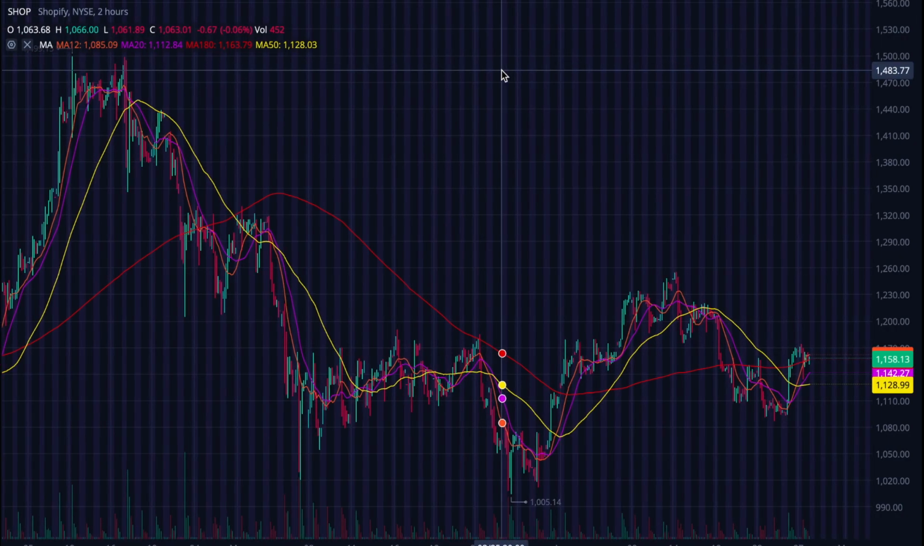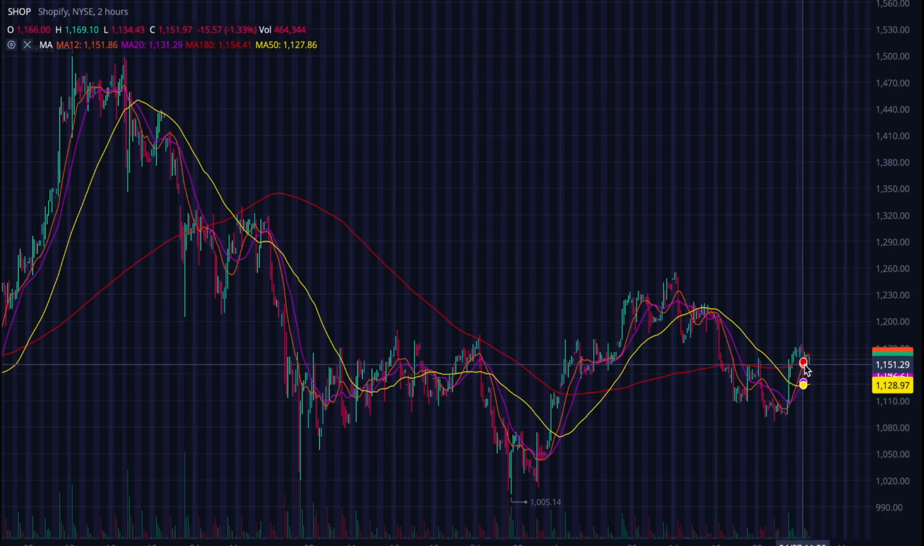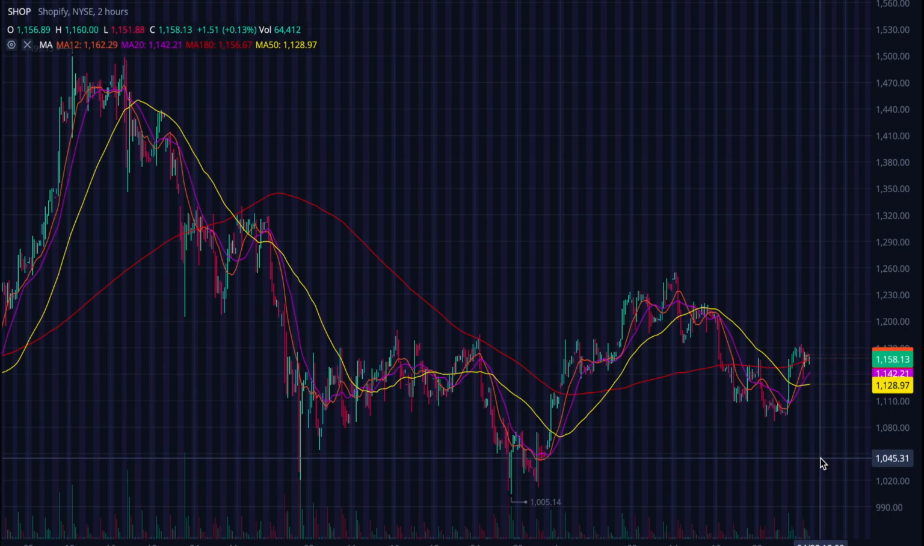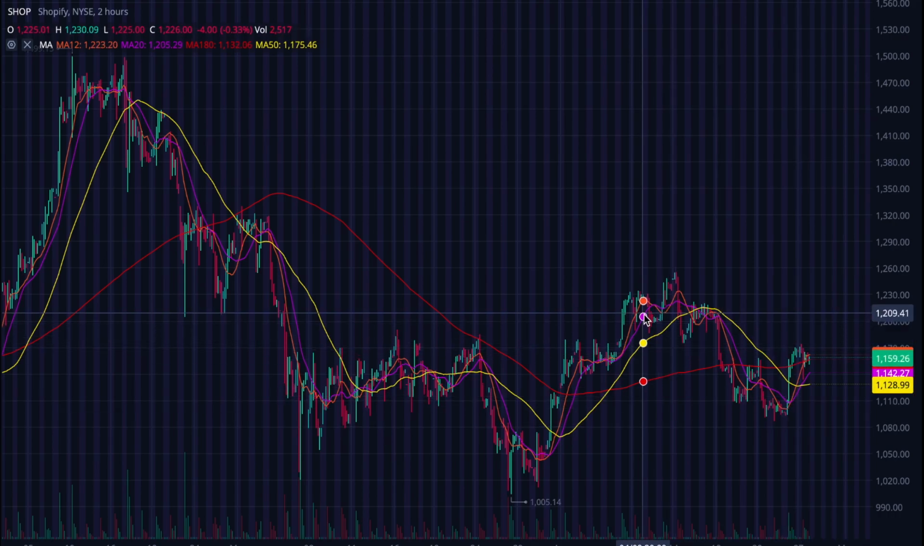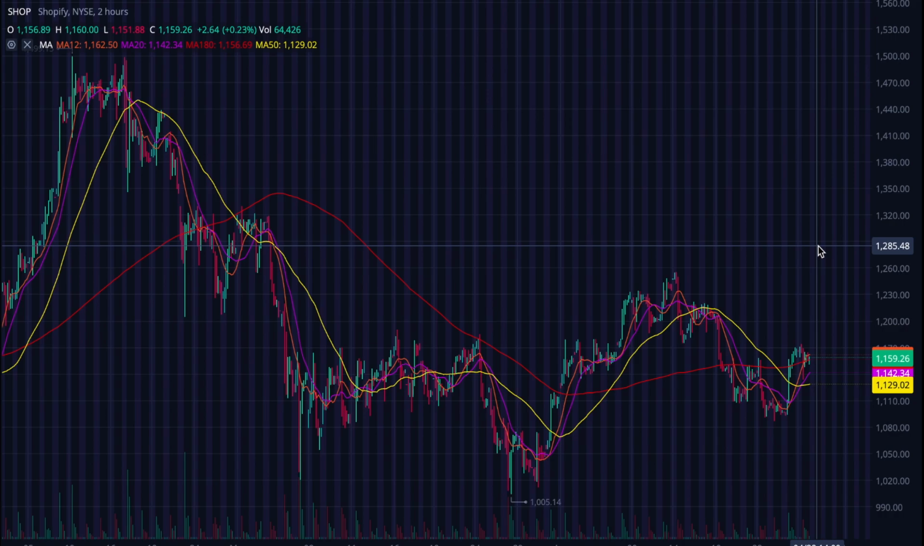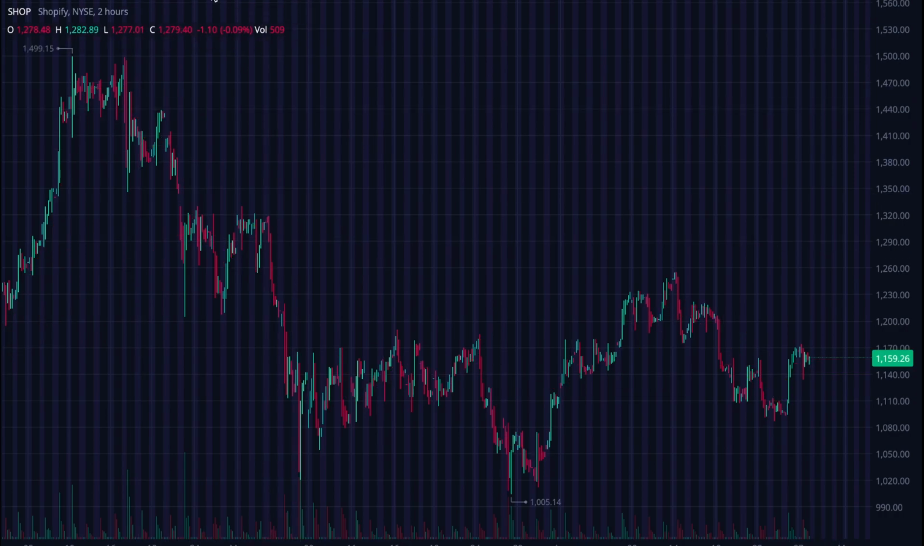The MAs are looking like it's bounce territory basically on the 180. The 180 is about 156. So it's seeing if it can bounce off of there essentially. The 12 just crossed over the 20, so that's slightly bullish. The 12 and the 20 just crossed over the 50, so that's a good sign. So it's looking like it wants to flip everything and get everything in order. Everything was in order here: 12 was on top of the 20, 20 was on top of the 50, 50 was on top of the 180, but it couldn't hold it for very long. So this is going to be the question with Shopify.